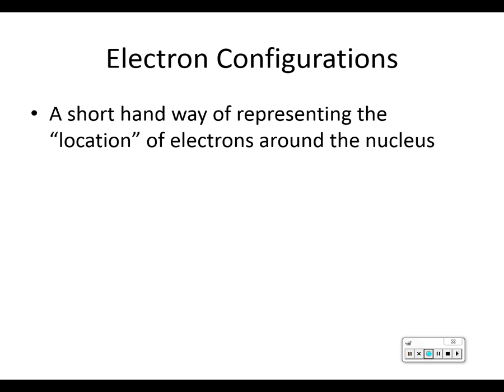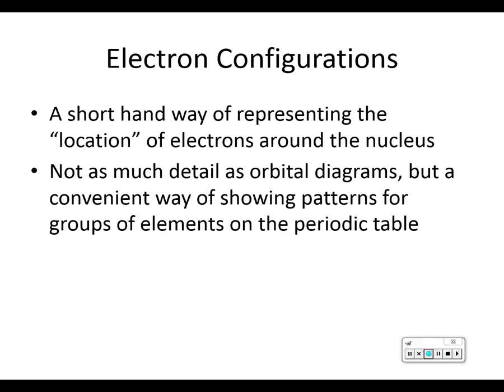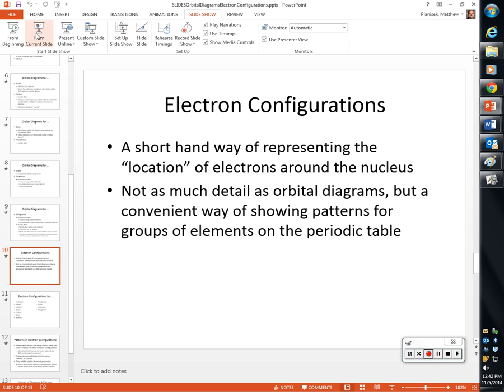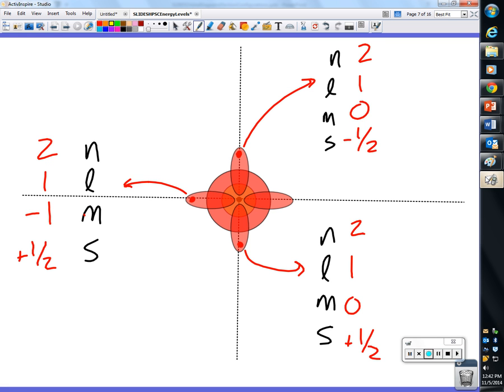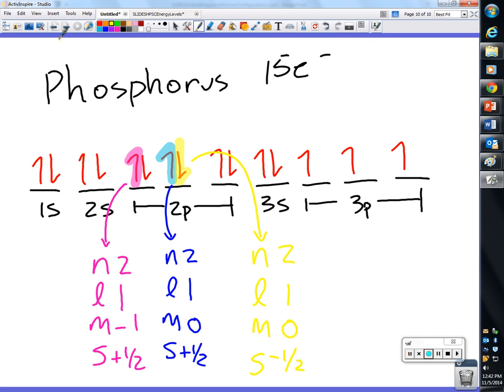So, electron configurations: a shorthand way of representing the location of electrons around the nucleus. It's another way of representing that multicolored picture that we drew last week, but it's not as detailed, even as the orbital diagram. It is a good way of showing patterns, especially if you already know the theory behind where it all comes from. So, with that being said, let's go here.